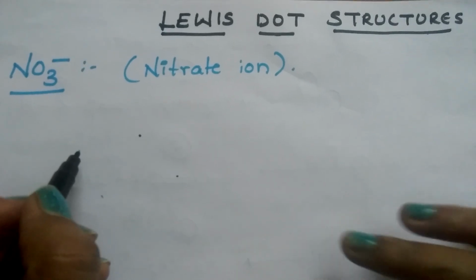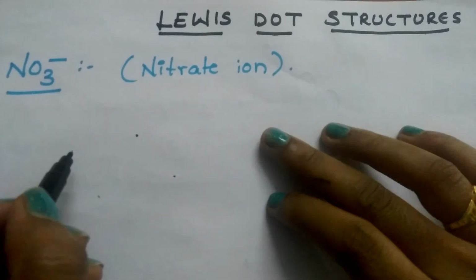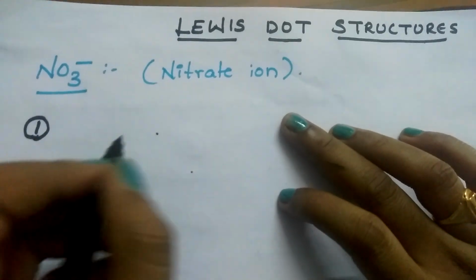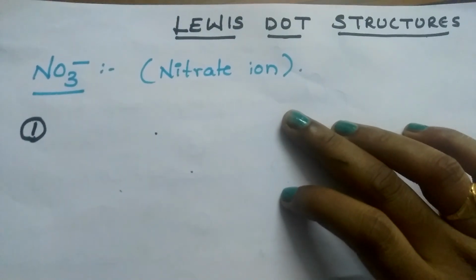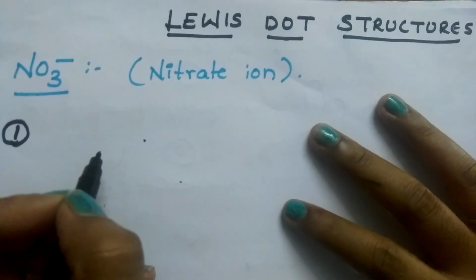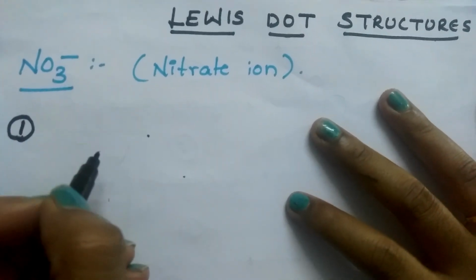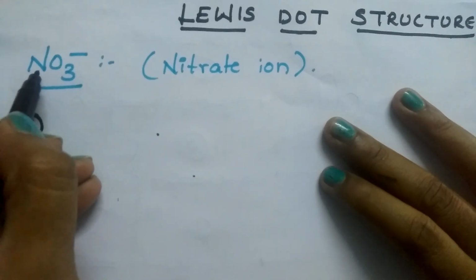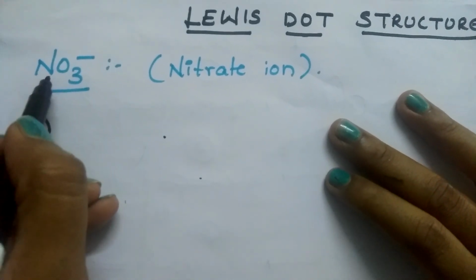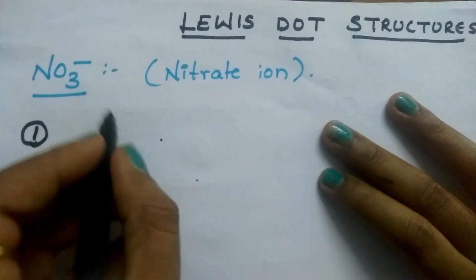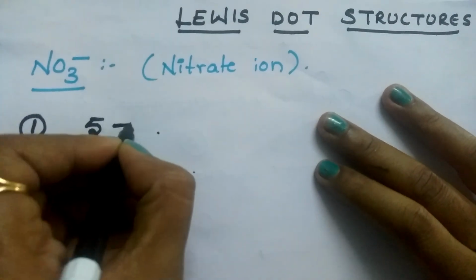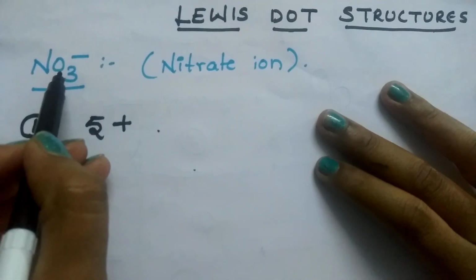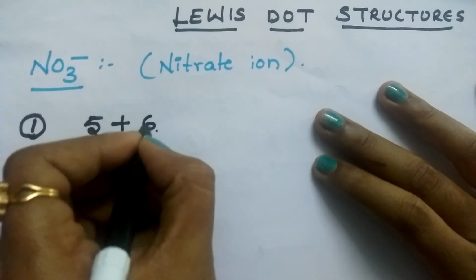Let us draw the Lewis dot structure for nitrate ion. Step number 1, count all the valency electrons. For counting the valency electrons, first you should have an idea regarding the group number. Nitrogen belongs to the 5th group, so the number of valency electrons is 5, plus oxygen belongs to the 6th group, so the number of valency electrons is 6.